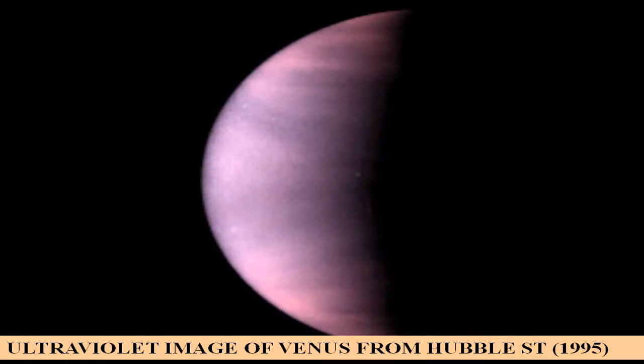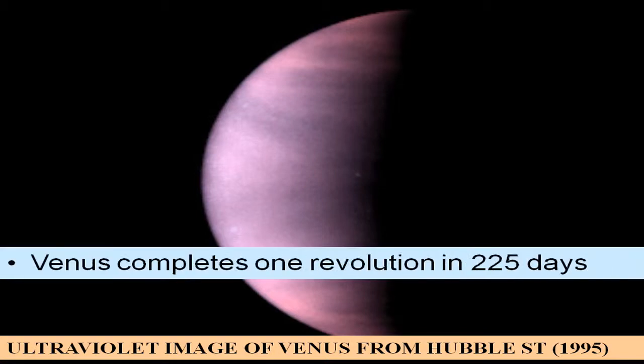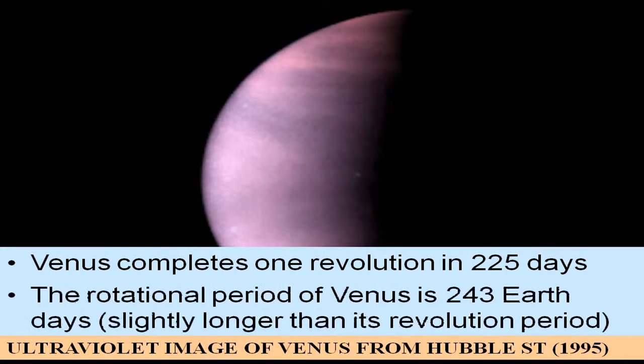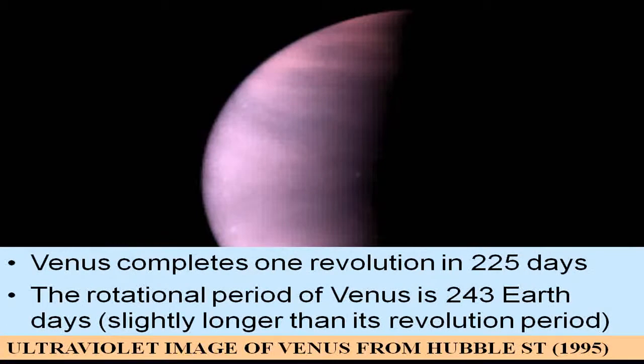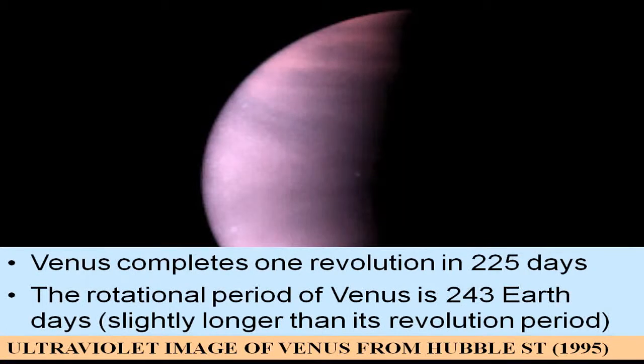Here's an ultraviolet image of Venus from the Hubble Space Telescope in 1995. Venus completes one revolution in 225 days, which is very close to its rotation period of 243 Earth days. So they're very, very similar, with rotation slightly longer than its revolution.